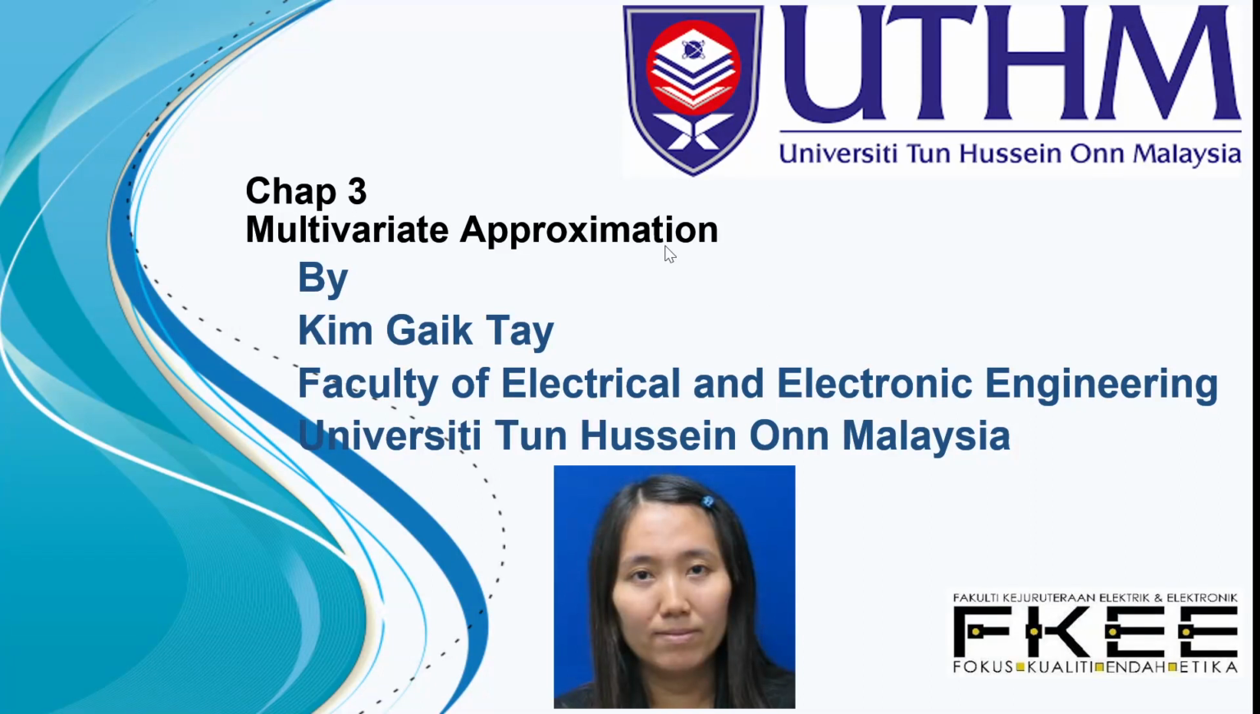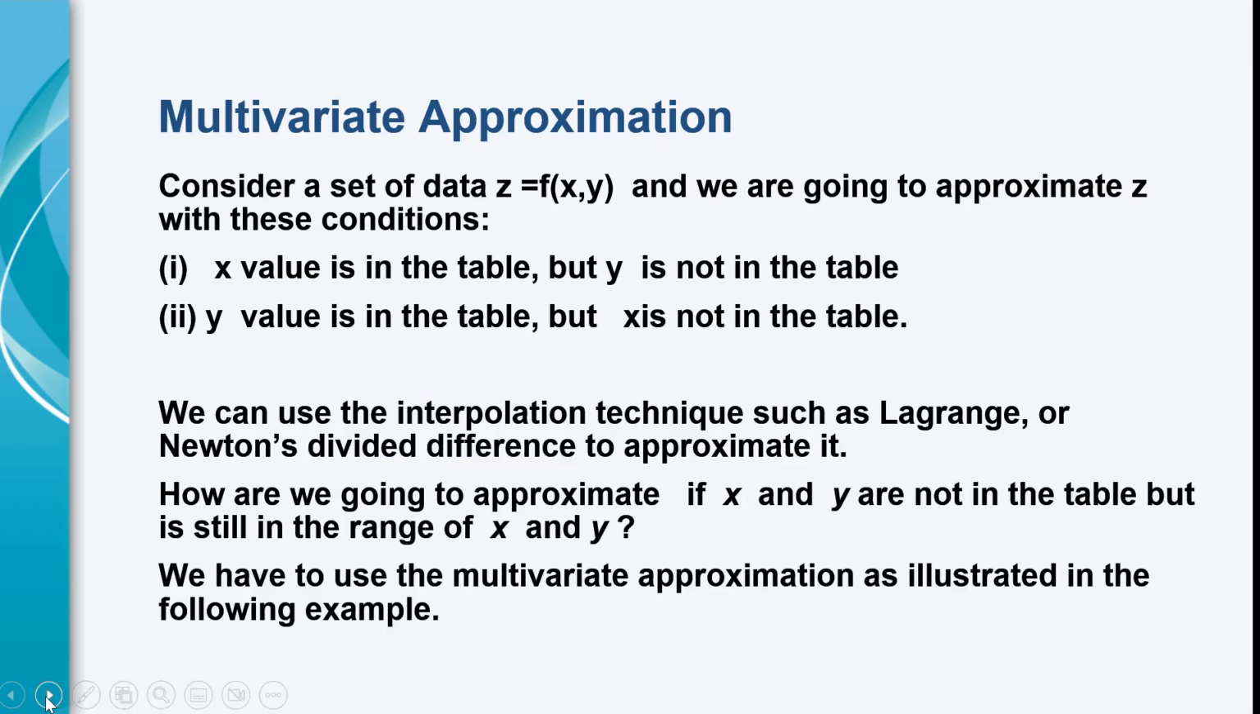Okay, we are going to look at the topic of multivariate approximations. Consider we have a set of data z equal to f(x, y), and we are going to approximate z under these conditions. Number one, the x value is in the table but y is not in the table. Second case, the y value is in the table but x is not in the table. For these two cases, it's still a simple interpolation problem.